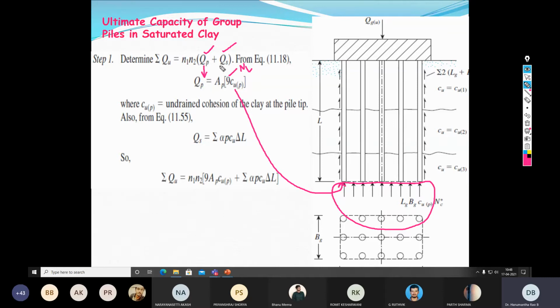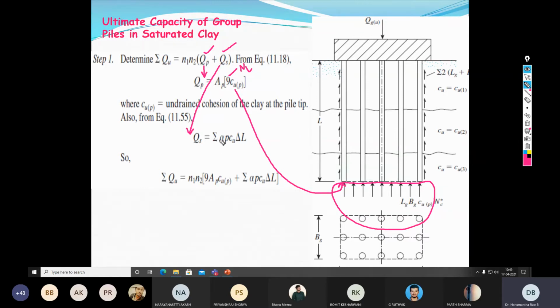Similarly, how do you determine the skin friction? You can use either the alpha method, beta method or lambda method. If you are using the alpha method, then Qs is nothing but the summation of alpha into p into Cu into delta L.